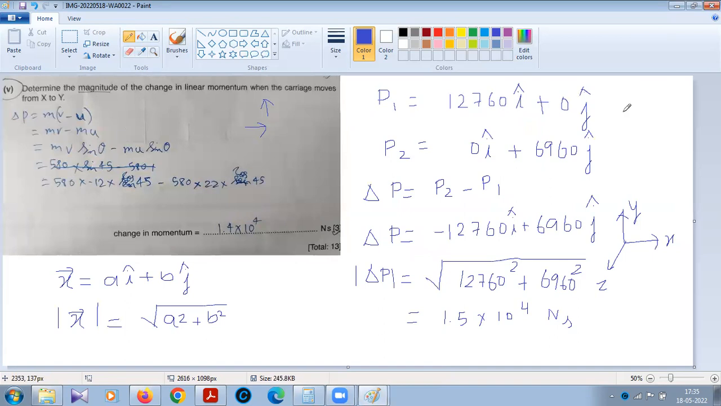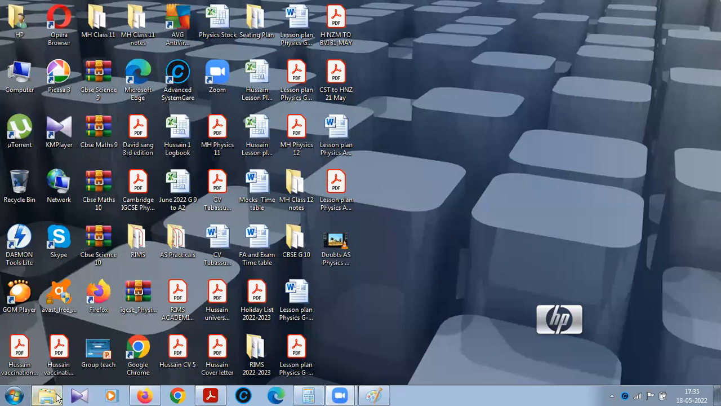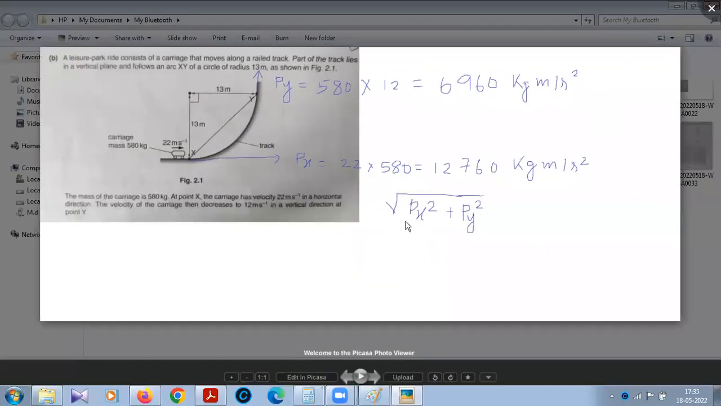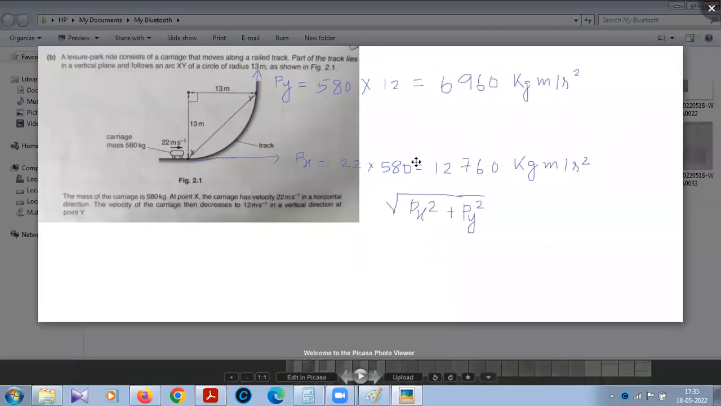Sir, can you go up? Sir, how 22 into 580? No, sir, the one that you solved right now. Can you just show that? Yeah. So mass into velocity is momentum. 580 into 12 gives you 6,960, and the same thing gives you 12,760. 580 multiplied by velocity. Velocity is changing.